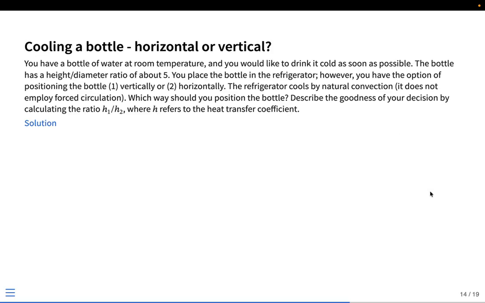Cool. We'll move on to the next problem. This is more of a theoretical one, or you can use existing correlations also. The idea here is to understand how the cooling is affected by, let's say you have a bottle of water and you want to place that bottle inside the fridge, and assume that your fridge is of a kind which doesn't have any fan inside.